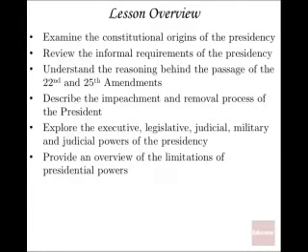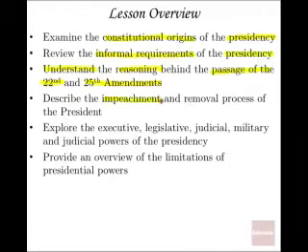So in today's lesson overview, we're going to examine the constitutional origins of the presidency. What were the Founding Fathers' intentions in developing this office? We're going to view the informal requirements of the presidency, and then we're going to understand the reasoning behind the passage of the 22nd and 25th Amendments to the Constitution.